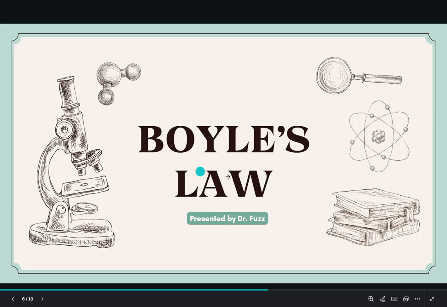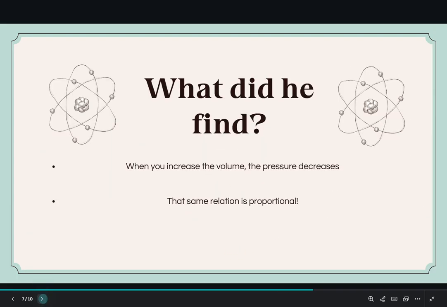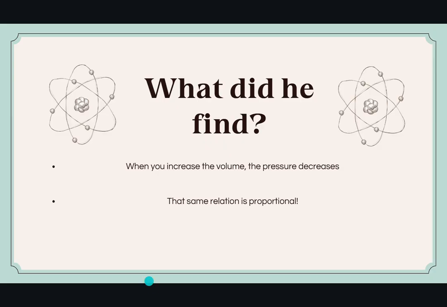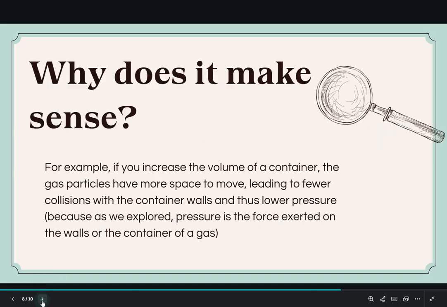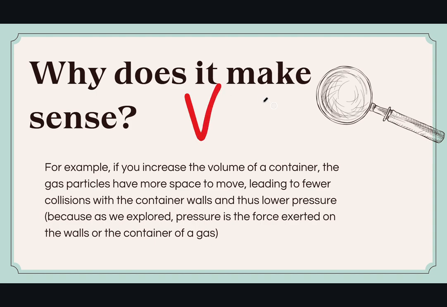Okay, so here's Boyle's law, obviously still being presented by Dr. Fuzz. Let's keep going. So what did Boyle find? He found that when you increase the volume, the pressure decreases, and that relation is also proportional, like we learned in Charles' law. So why does it make sense? Well, sorry, I should have explained this further. Charles found the relationship between volume and temperature. Boyle found the relationship between volume and pressure. He said when the volume of a container goes up, the pressure of the gas goes down.